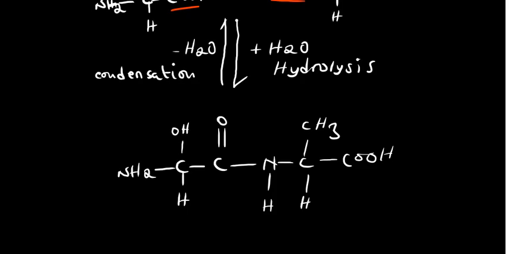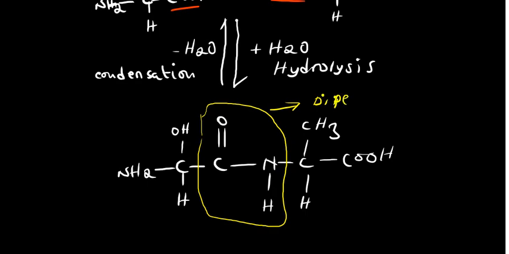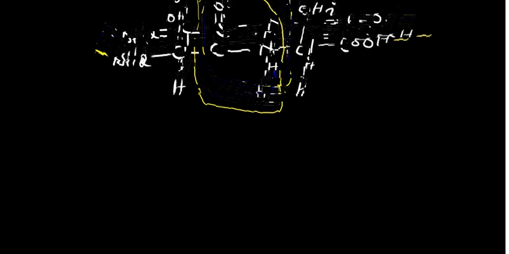So let's mark the peptide bond here using a yellow color. So this is a dipeptide bond that is formed here. This is a free carboxylic group and a free amine group here. So that's a dipeptide that is formed between two amino acids.